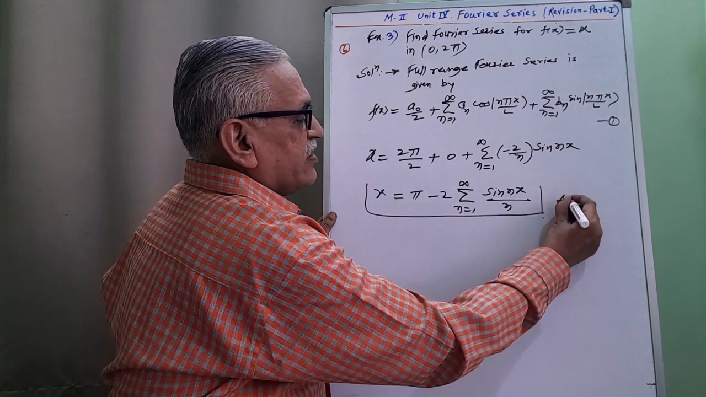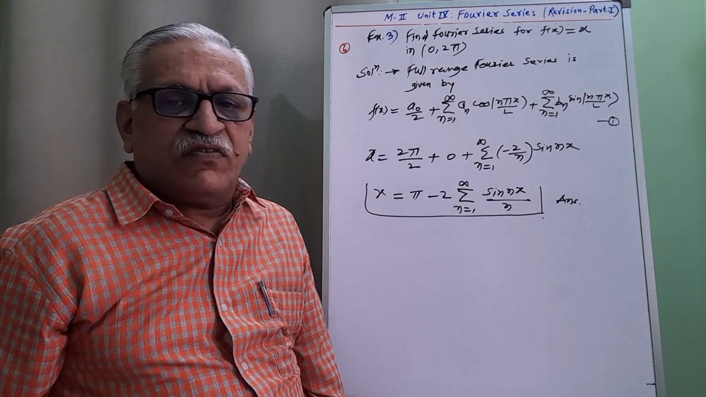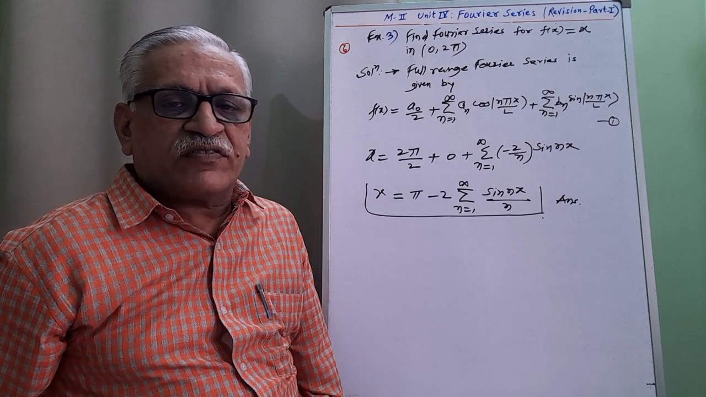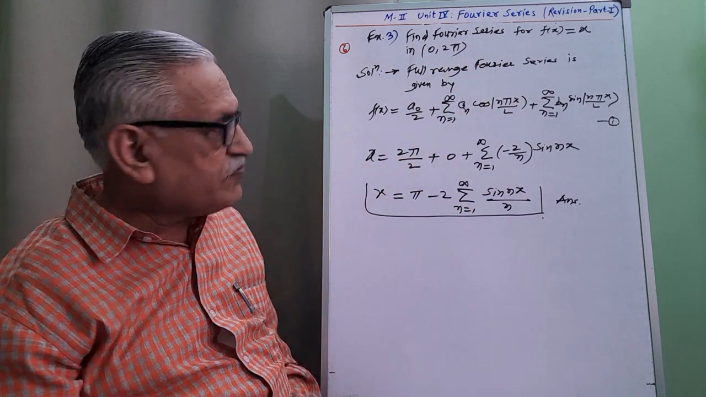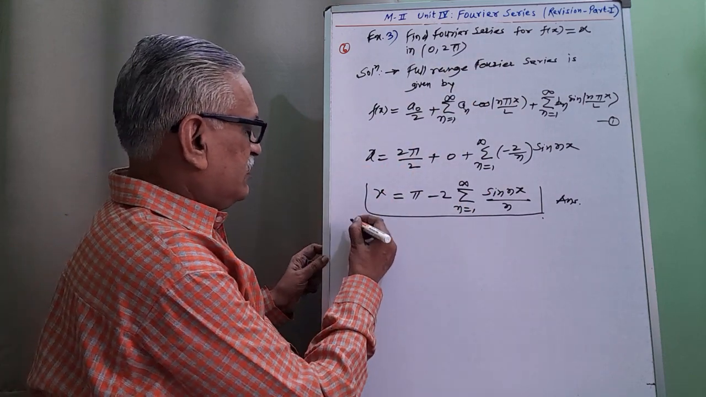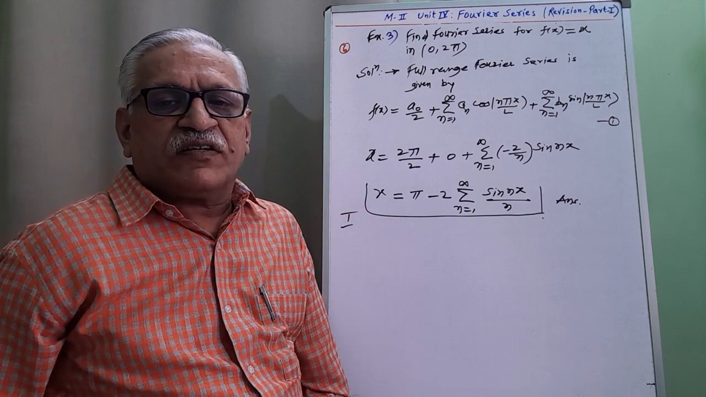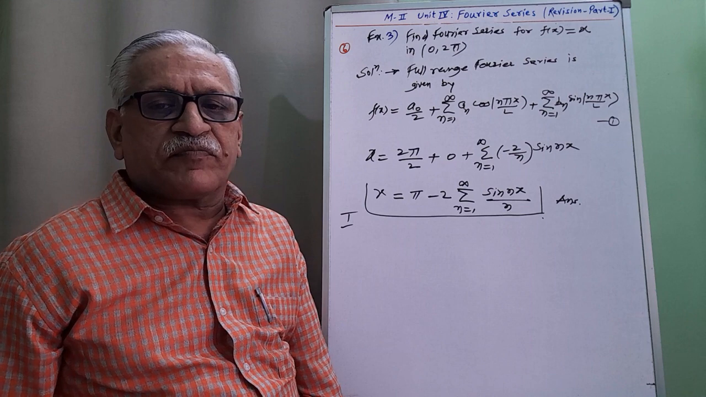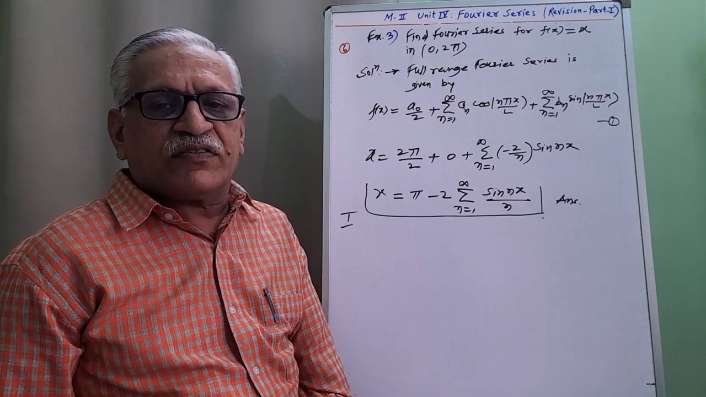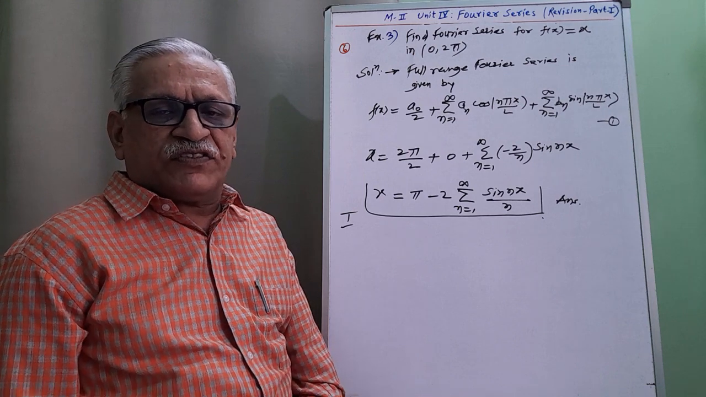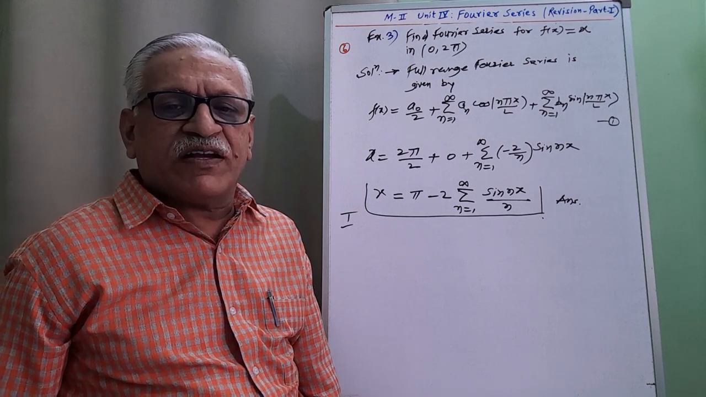This is the required answer or required Fourier series for the function f of x equal to x in the interval 0 to 2 pi. And for this step, 1 mark, total 6 marks. That is the scheme of marking. Therefore, in this video, I have discussed 3 simple examples from the previous question paper. Remaining, I will discuss in my next video.